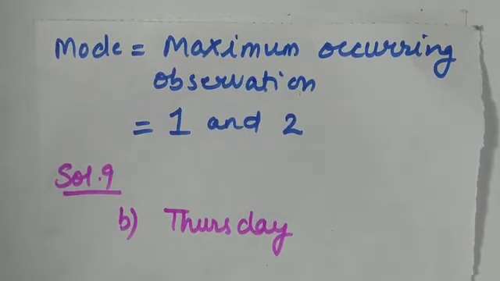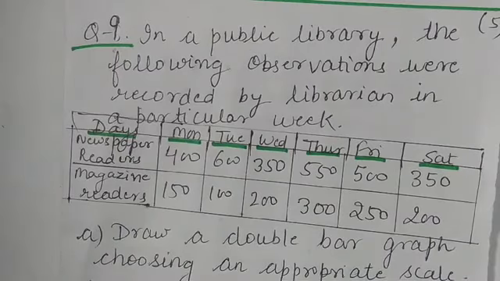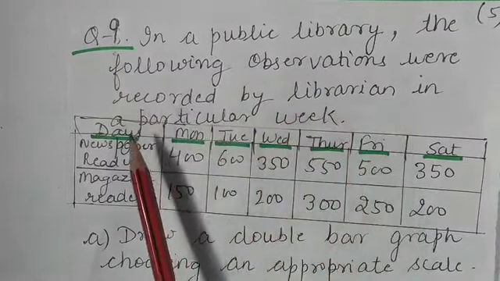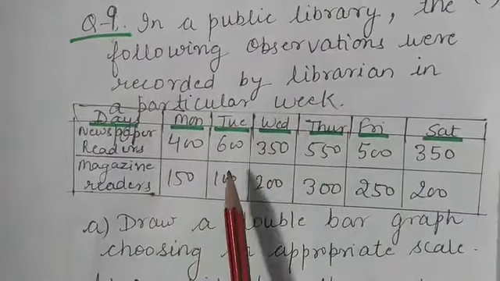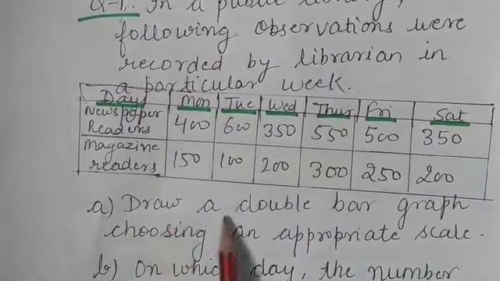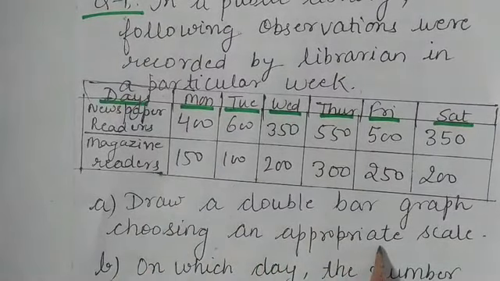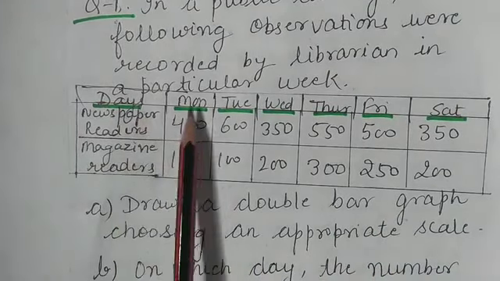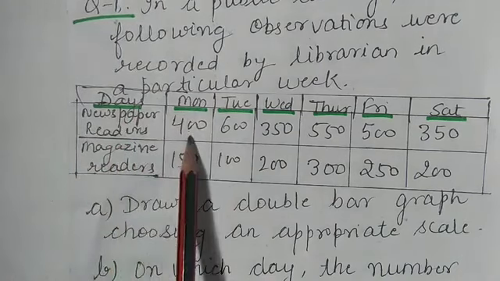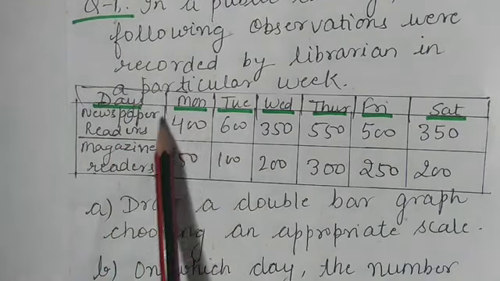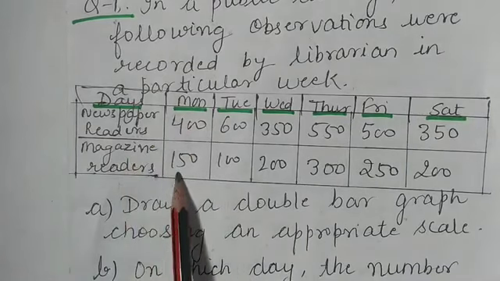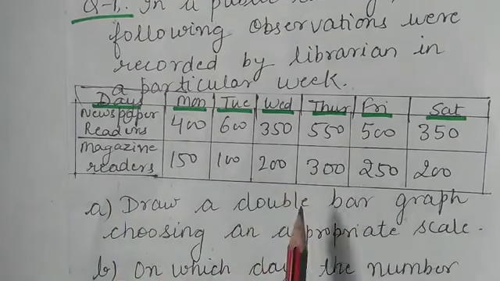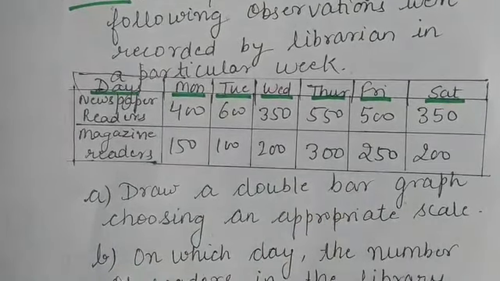Now come to question number 9. In a public library, the following observations were recorded by the librarian in a particular week. So this is the data given. Now draw a double bar graph choosing an appropriate scale. On a particular day we have given the newspaper readers and the magazine readers. On Monday we have 400 newspaper readers and 150 magazine readers. Same for the other days. We have to represent the data on a graph.